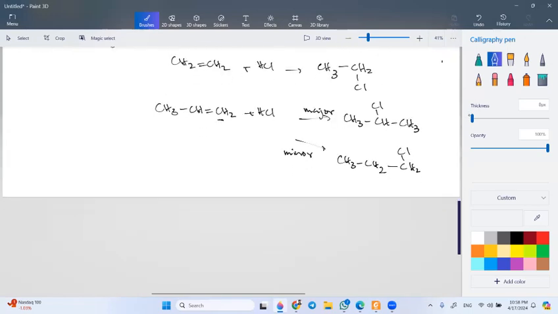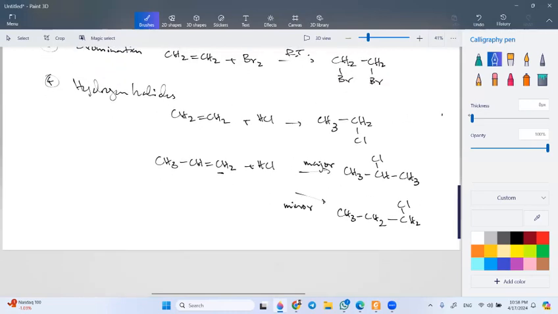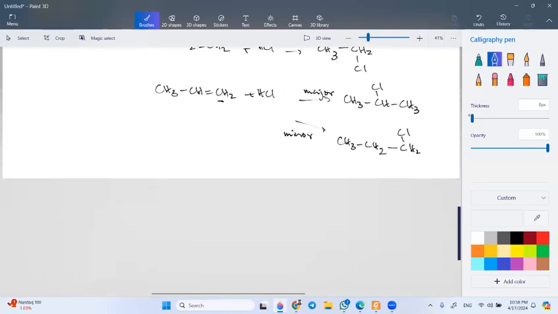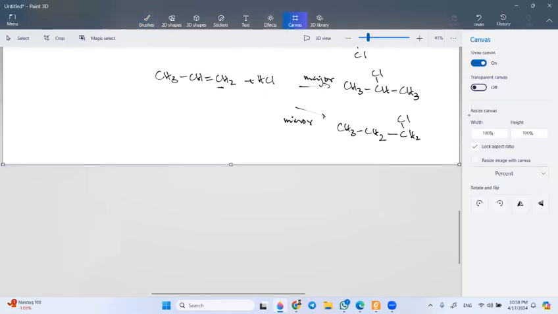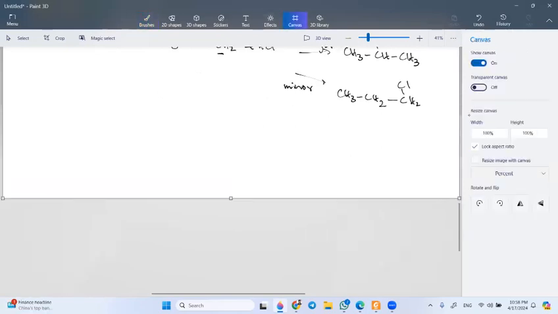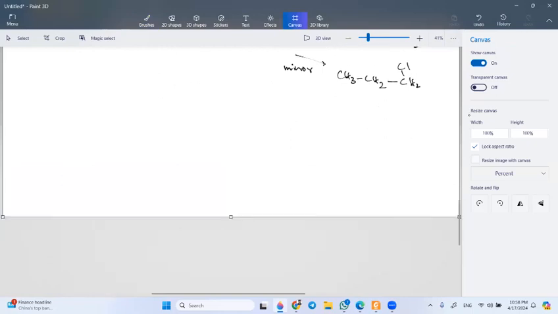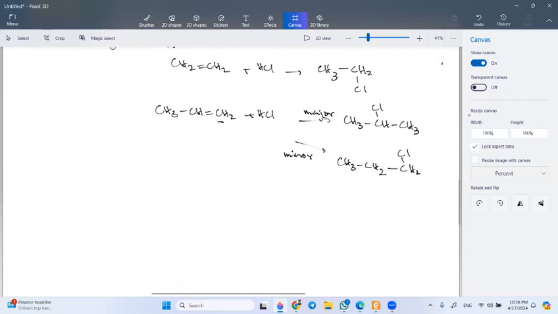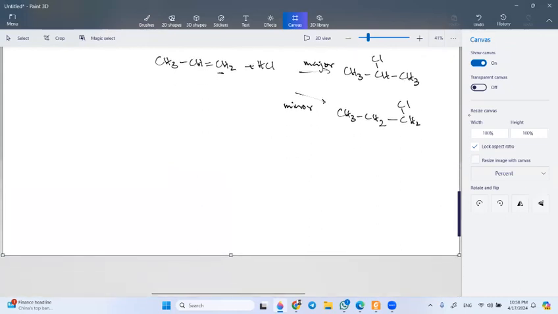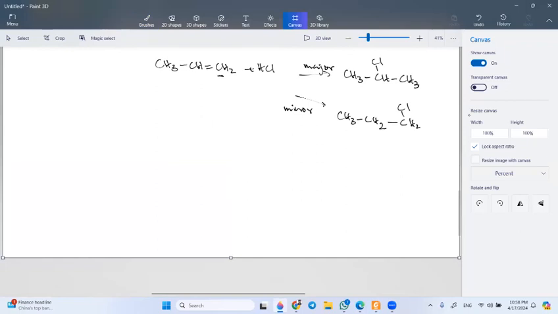That's called adding hydrogen halides. Remember the major product and minor product, right? Major product means hydrogen goes to the carbon atom with more hydrogen attached. That's what we call major product. Right. Fifth one, oxidation.